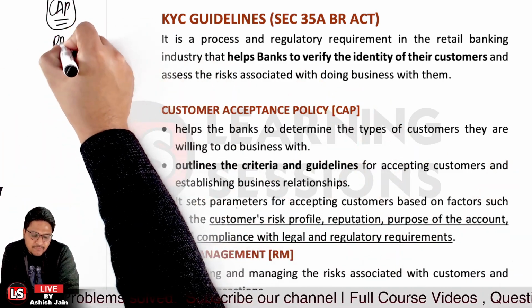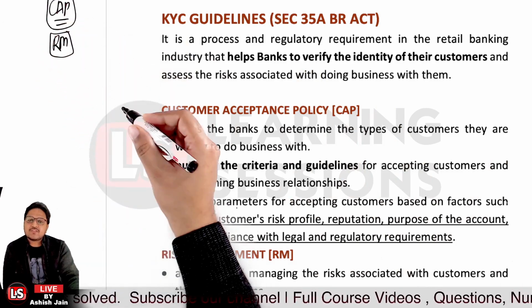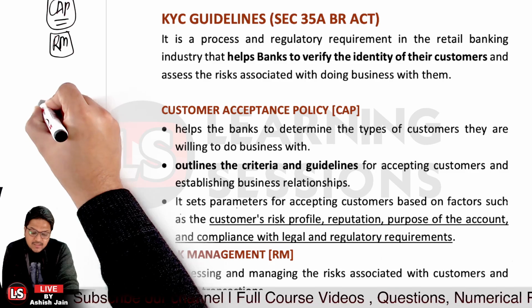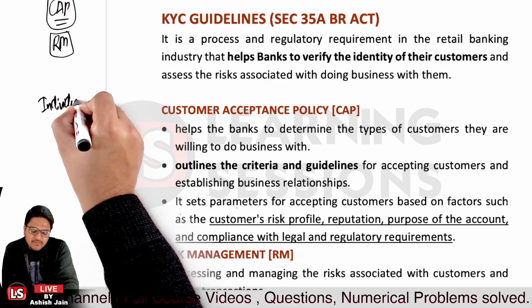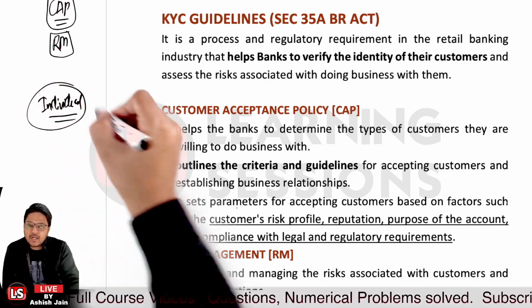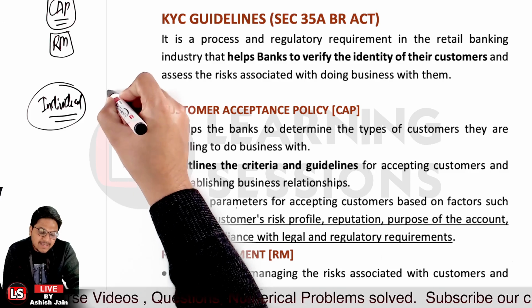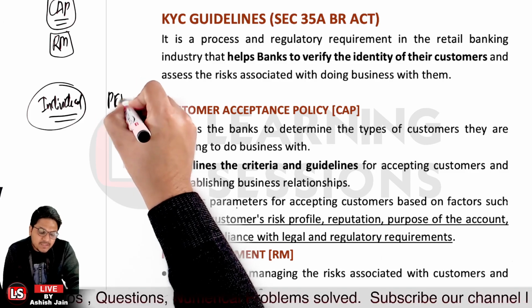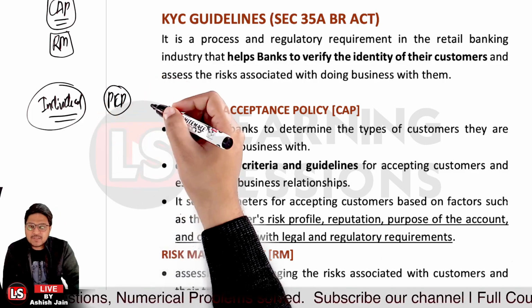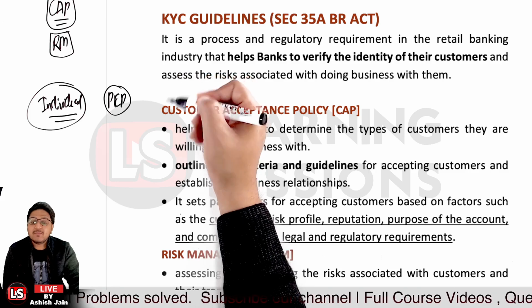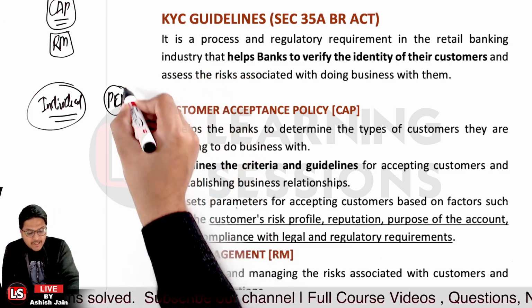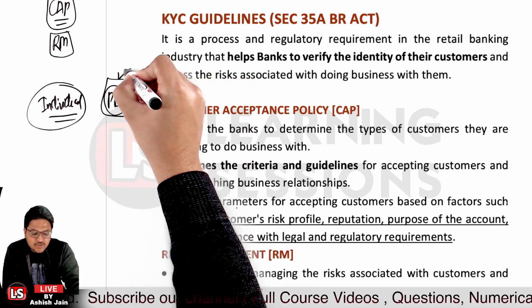Now, definitely different types of persons have different types of risk associated with them. Let's say there is an individual who is receiving a monthly salary of 10,000 each and every month, and that individual has opened an account, and there is also a politically exposed person who has opened an account with you. In that scenario, which account will have much more risk associated with it? Definitely the second account has much more risk associated with it.